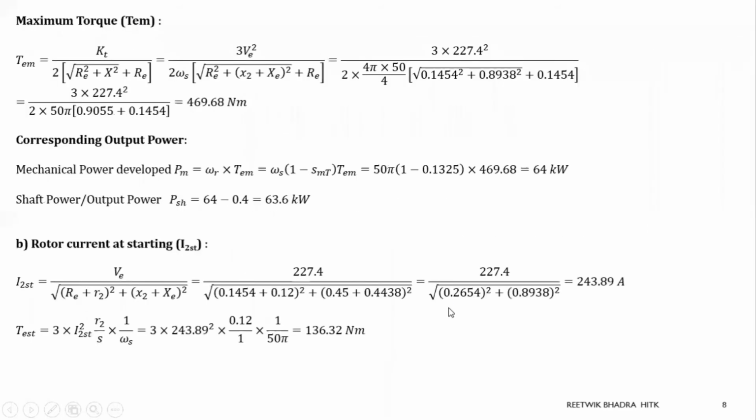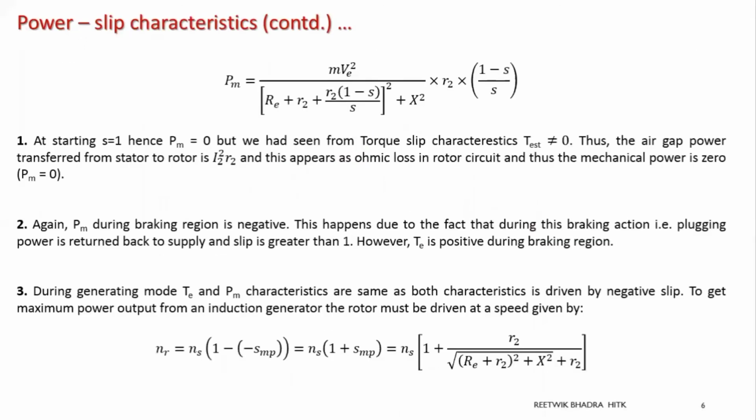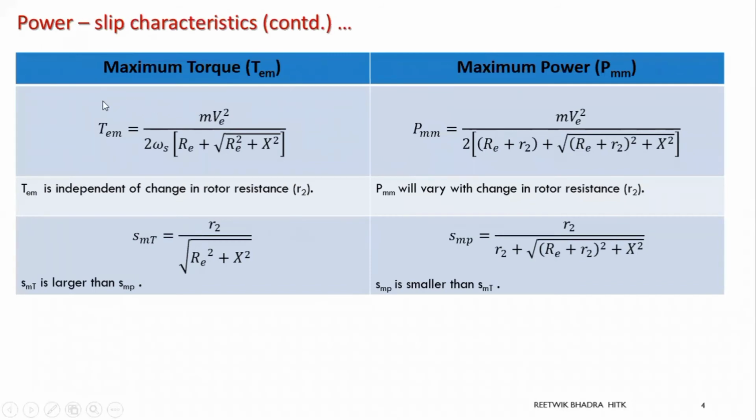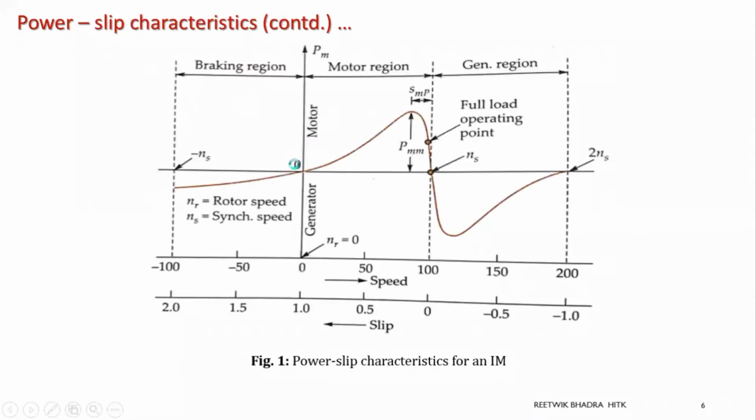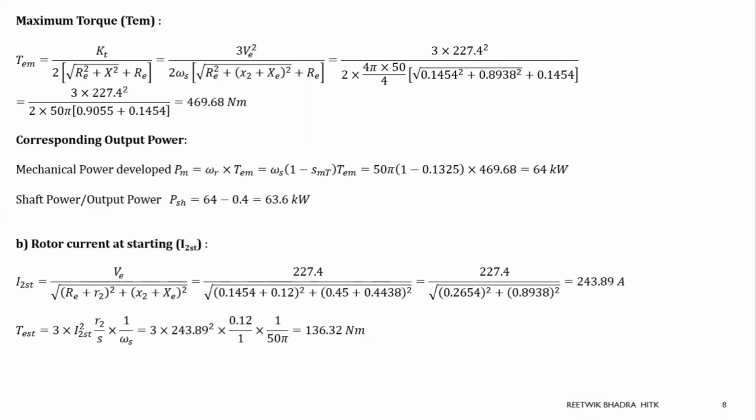SMT. Next, what is our TEM value? TEM value we just now wrote in our slide. You can find out. This is our TEM value: 3 V square by twice omega s into RE plus square root of this term. So this equation only I have written over here and solved it.